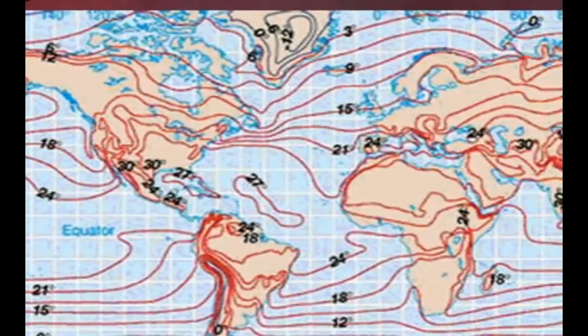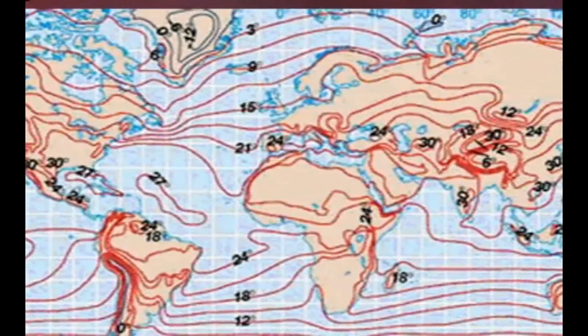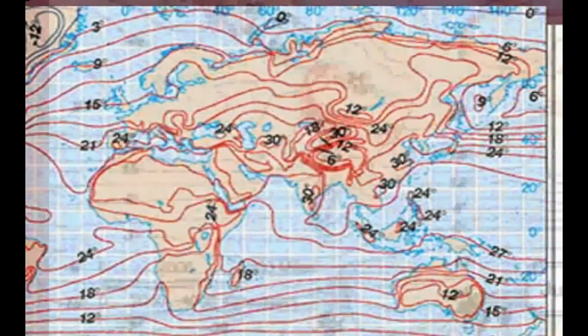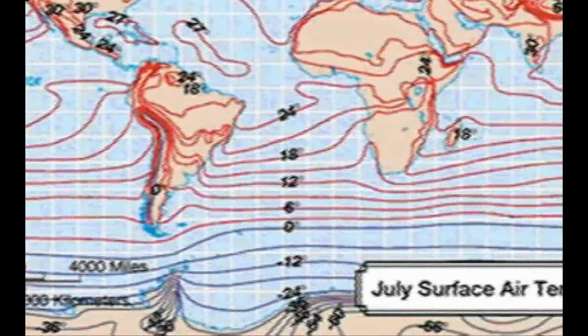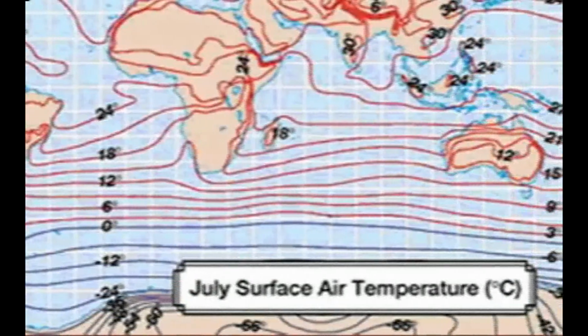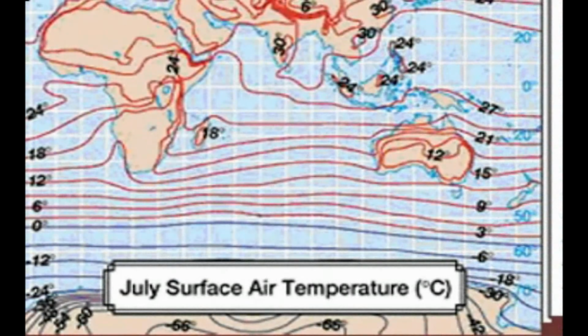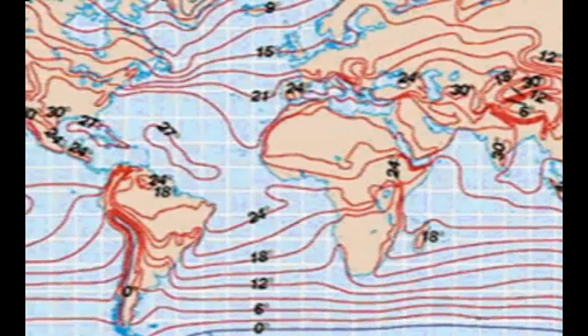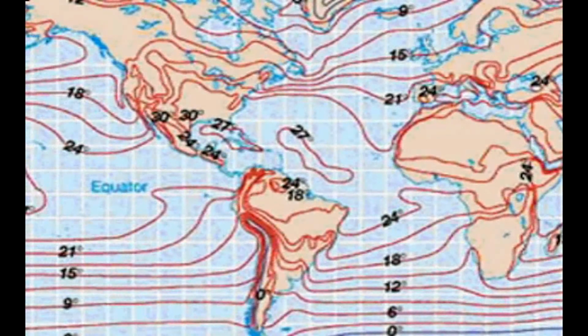Distribution of temperature in July. Isotherms in July in the northern hemisphere are most irregular and zigzag. On the contrary, the isotherms in the southern hemisphere are more regular and straight. Higher temperatures are seen from northern Africa through Southwest Asia to the northwestern part of the United States.